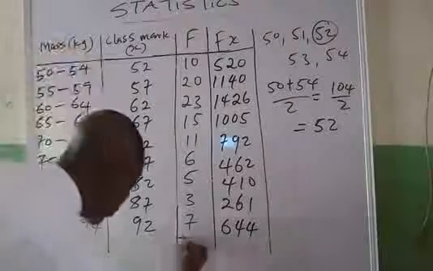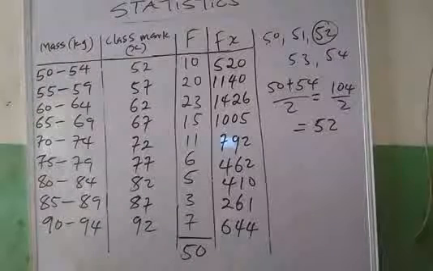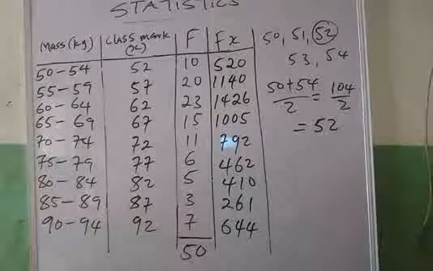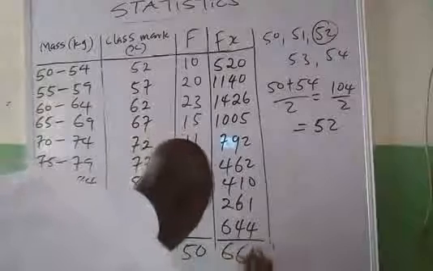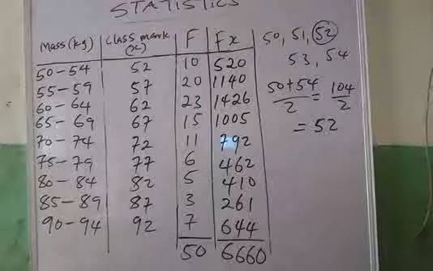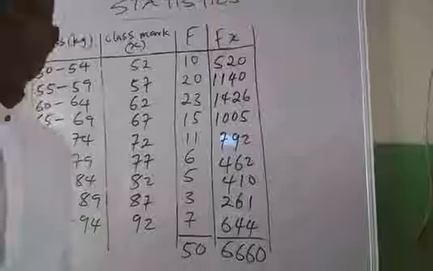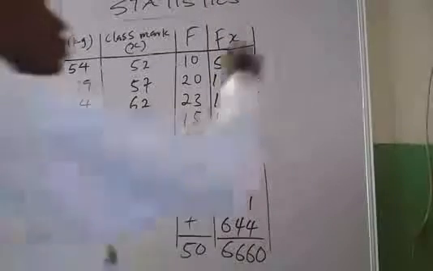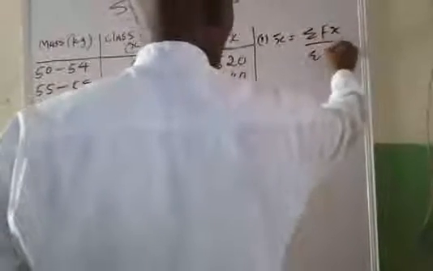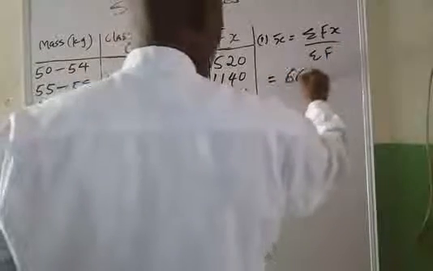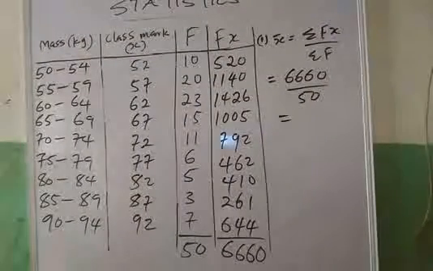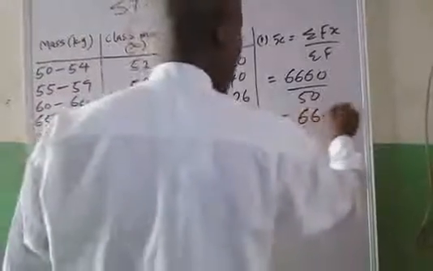So the total frequency here we know is 50. Then we also know that if you add these together with your calculator, you will arrive at 6660. So this will be the total sum of fx. Now our mean, number 1 is mean, that is x bar, which is the summation of fx over the summation of f. That will be 6660 over 50, and if we divide, that will be equals to 66.6 kilogram.